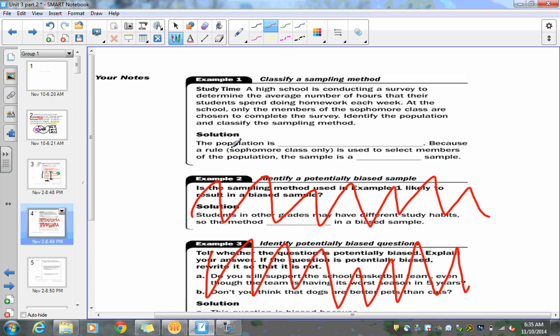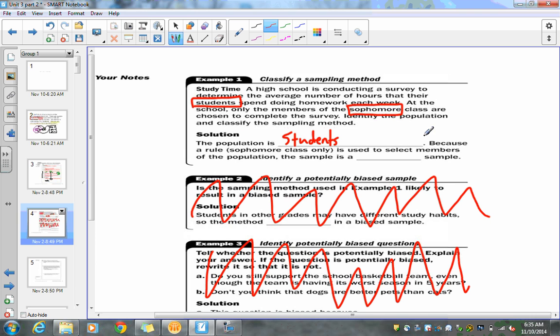Okay, so complete the survey, identify the population. The population is the students, because you want to know information about the students. Now, a lot of students are going to say, "Oh, no, the population is the sophomore class." No, the sophomore class is only the group that's actually answering the survey. But you want to know information about the students.